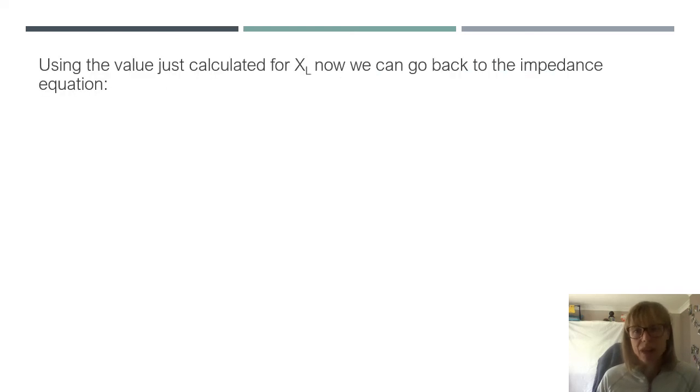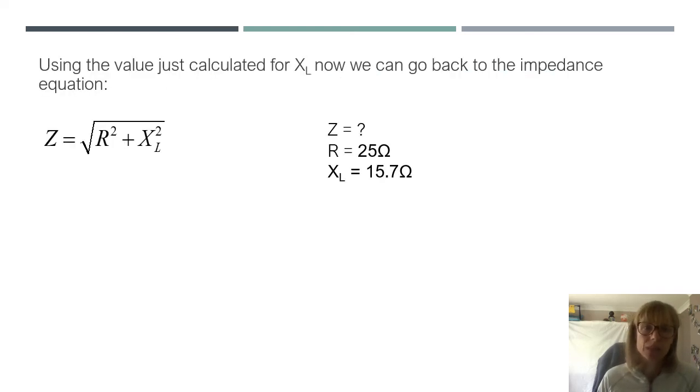Now we can use that value in the initial equation that we had to find the impedance. So we've got our value for XL here, which we've transferred over, and then we've substituted these numbers straight into our equation. So we've got our R squared, which is our 25 squared, plus our XL squared, which is 15.7 squared, and that gives us an answer of 29.5.